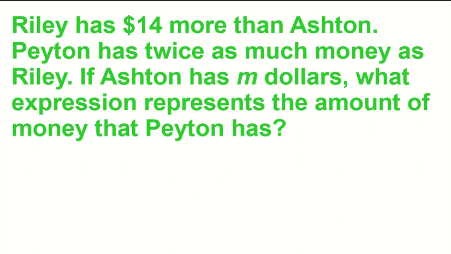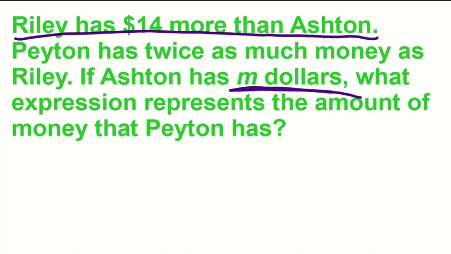All right, so let's make it a little more complicated then. Riley has $14 more than Ashton. Peyton has twice as much money as Riley. If Ashton has M dollars, what expression represents the amount of money Peyton has? So we're starting with Ashton. Now we know how much Ashton has. Ashton has M dollars. It says here, Riley has $14 more than Ashton. Well, that's just adding. We take Ashton's money, that's the M, and we're going to add 14 to it.